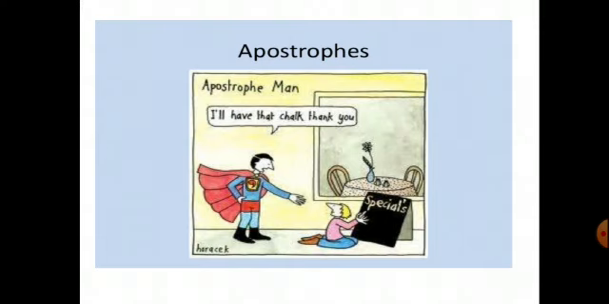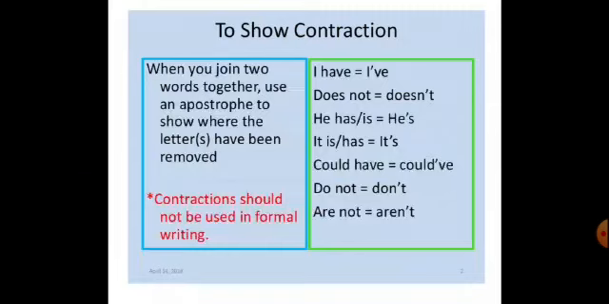So when I say somebody possesses something, I want to focus on this and say that it belongs to this person. For example, first of all, I have the apostrophe for contraction. It's not only for possession. When you join two words with each other, use an apostrophe to show where the letters have been removed. Contractions shouldn't be used in formal writing, not informal writing. This is very important.